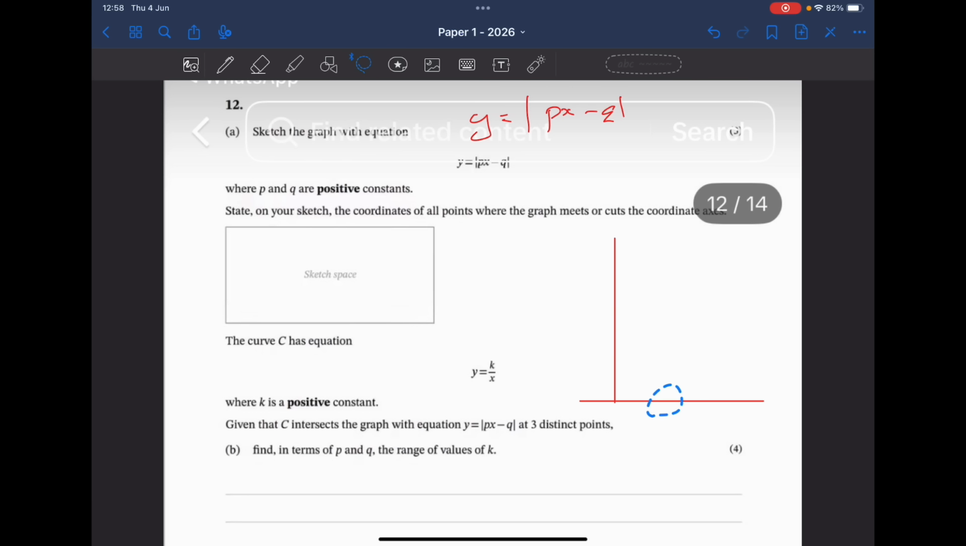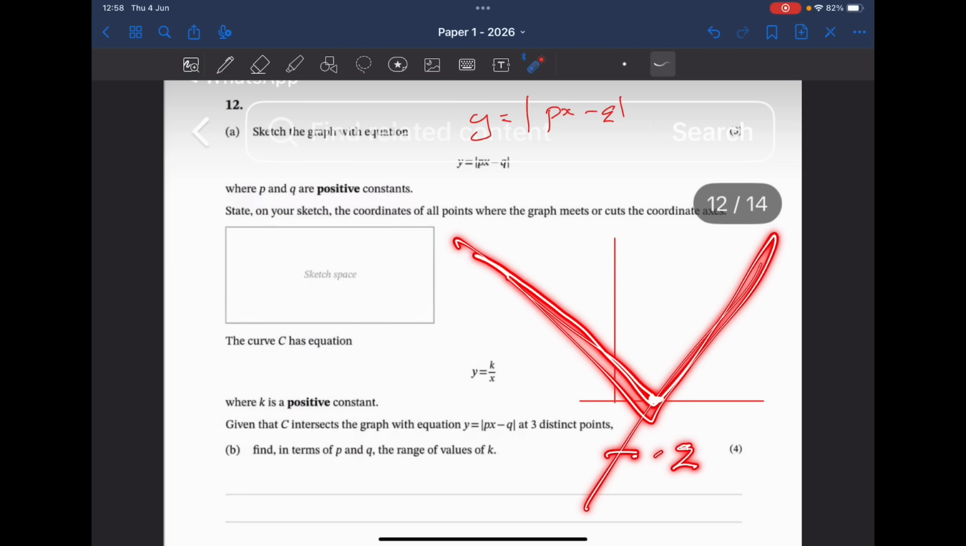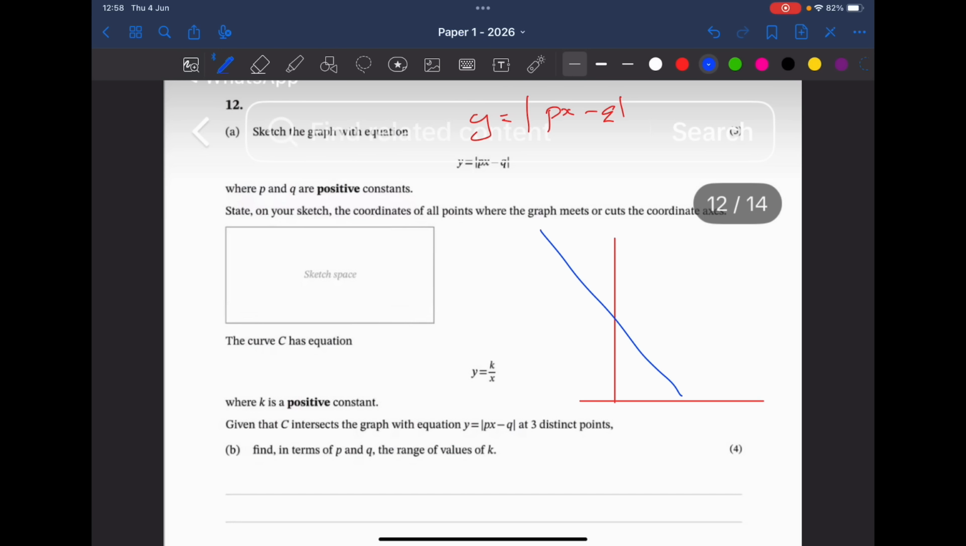If we imagine there's no modulus, what would it look like? It would have a y-intercept of minus q and a gradient of p. So it'd be a line that does this, and that point is minus q. So all that's going to happen is that at this point we just bounce up. We're going to draw this V bit of it. So we'll have this coming down, and we'll have this going back up.